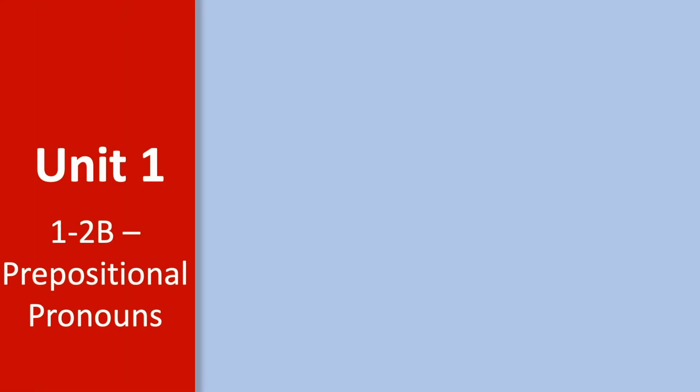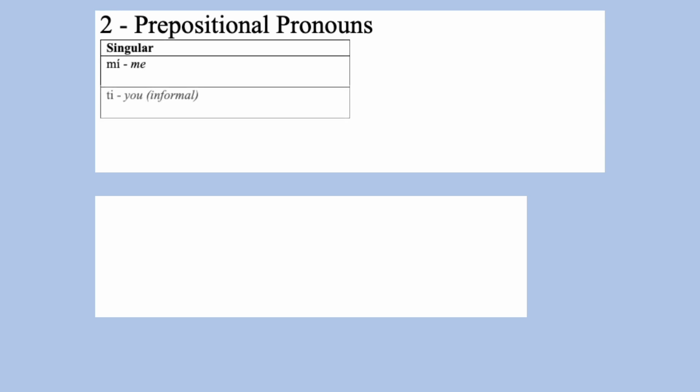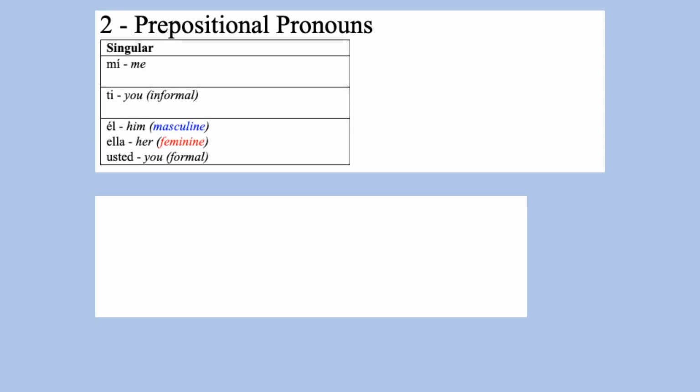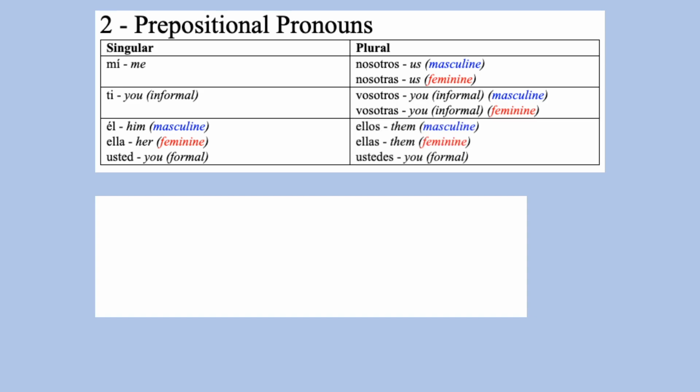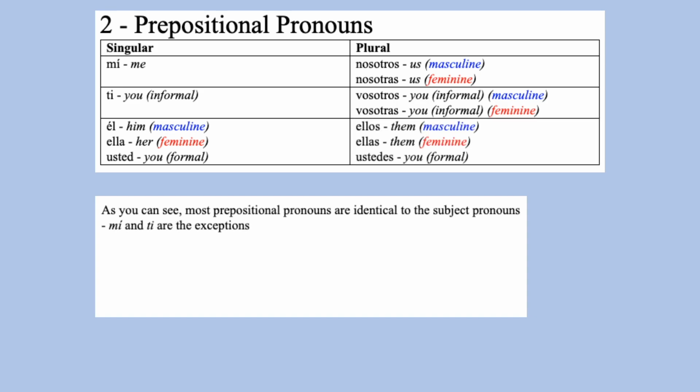Unit 1, Lesson 2b on prepositional pronouns. The singular prepositional pronouns are mí, ti, él, ella, usted. The plural pronouns are nosotros, nosotras, vosotros, vosotras, ellos, ellas, ustedes. With the exception of mí and ti, the prepositional pronouns are identical to the subject pronouns. And like the name suggests, they usually follow prepositions.